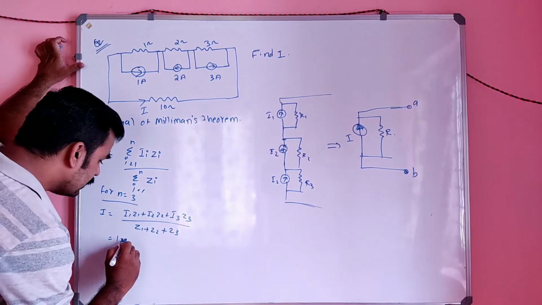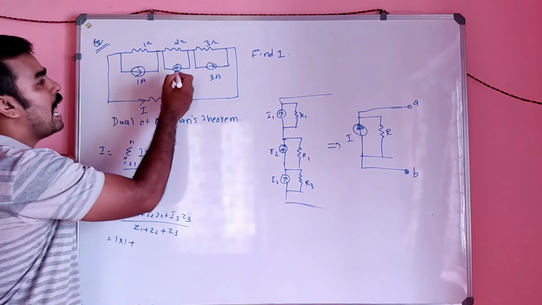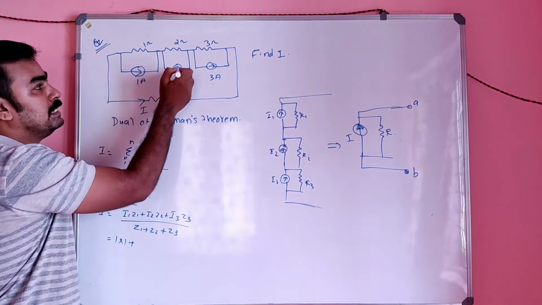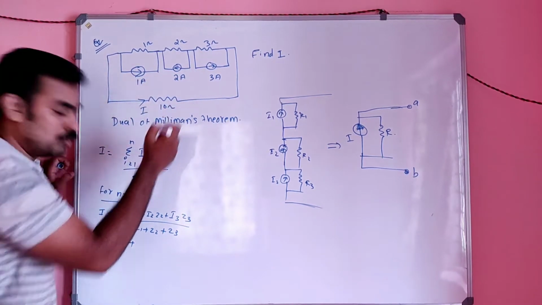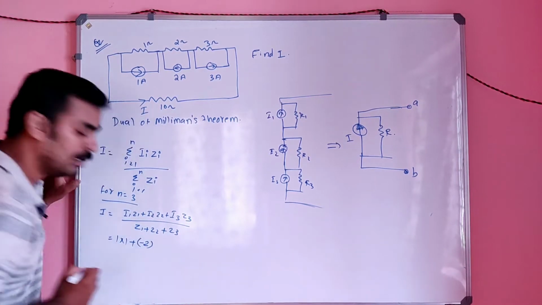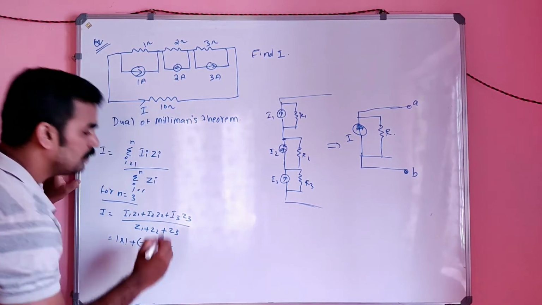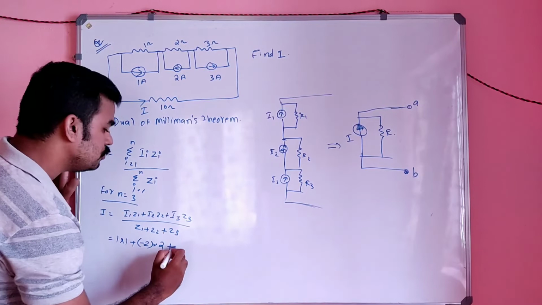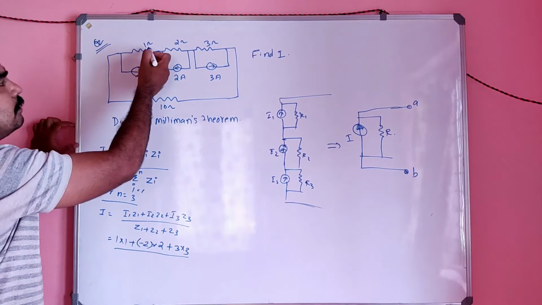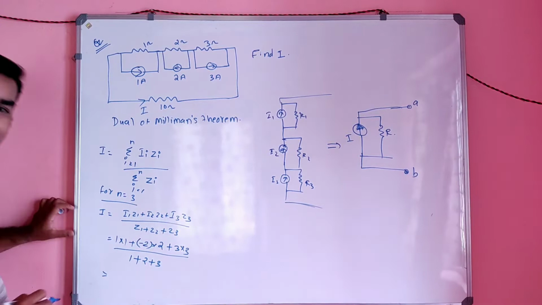So it becomes 1 plus, what is I2 here? The arrow is towards the right for I1, the first current, but the arrow is opposite for I2, the second current, so you have to use minus 2, into Z2, which is 2. Plus I3, which is again towards the right, so no issue, 3 into 3, whole divided by Z1 plus Z2 plus Z3, which is 1 plus 2 plus 3. Is it clear?